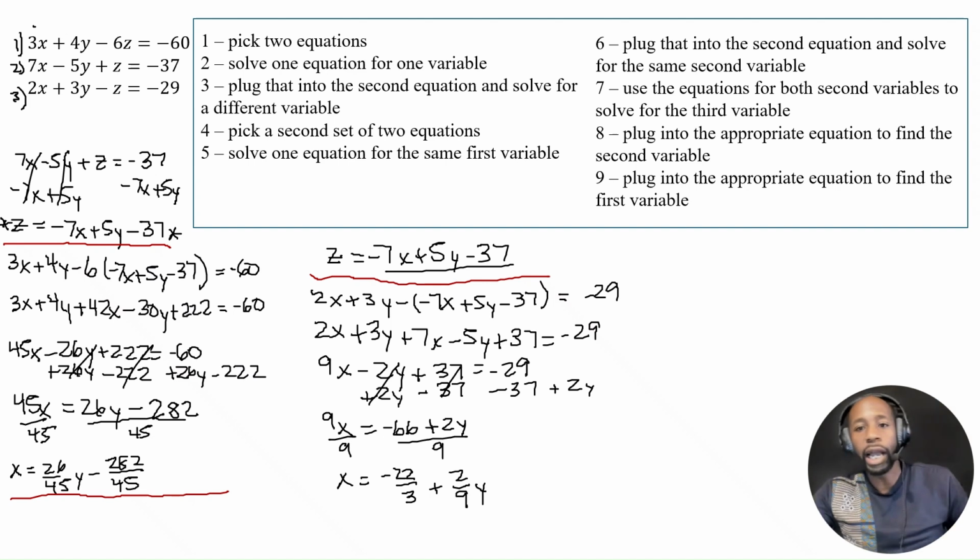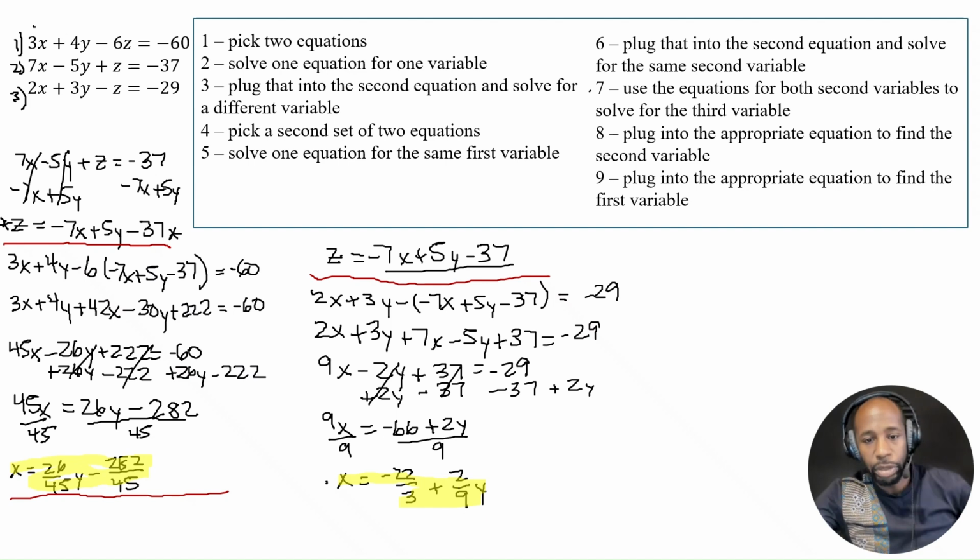Okay. Now, number 7 says use the equations for both second variables to solve for the third variable. So we're going to use this equation here. Let me highlight it. We're going to use this equation right here, and we're going to use this equation. We can set these equal to each other, and that'll allow us to find the one unknown, which is y. Okay.